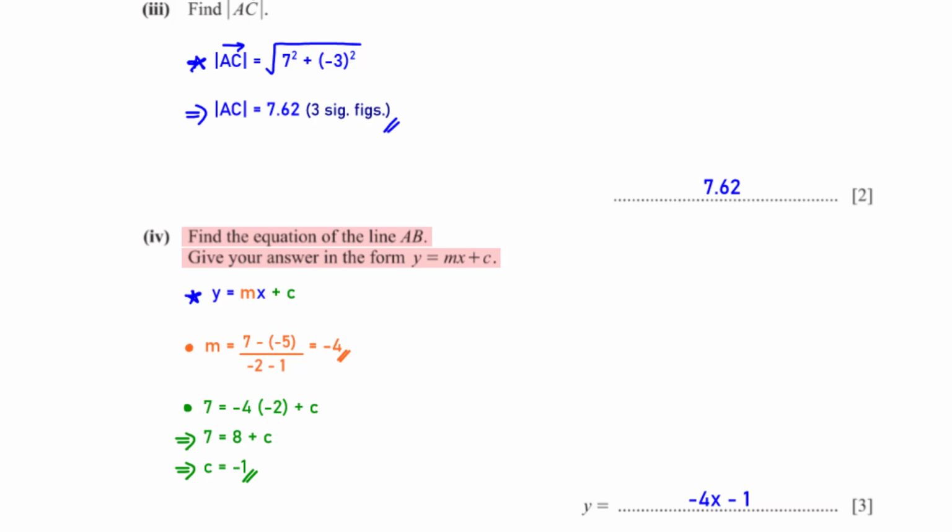To get c, we plug in the value of m and one set of coordinates. In this case, we are using the coordinates of A into y equals mx plus c. This gives us 7 equals negative 4 times negative 2 plus c. Negative 4 times negative 2 is 8. When we subtract 8 from both sides, we get c equals negative 1. So we have y equals negative 4x minus 1.